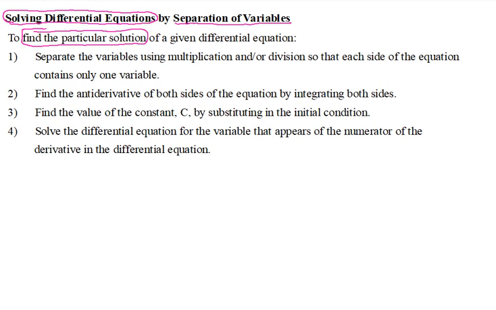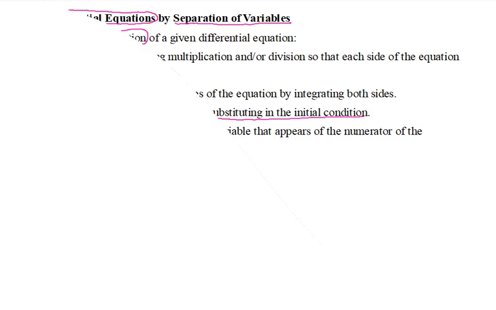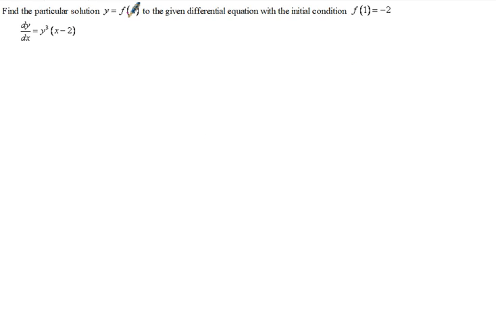But here, because you're given a point on the original function, you're able to solve for the value of the constant c by substituting in the initial condition, or the point you're given. All right, let's take a look at some different examples here. It says find the particular solution y equals f of x. So this tells you it's a function with initial condition (1, -2). That's giving you the point on the original function, (1, -2), which we'll use.